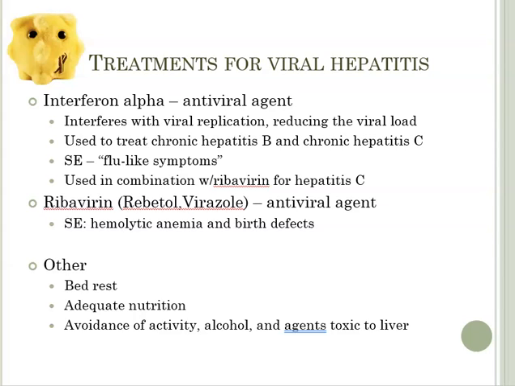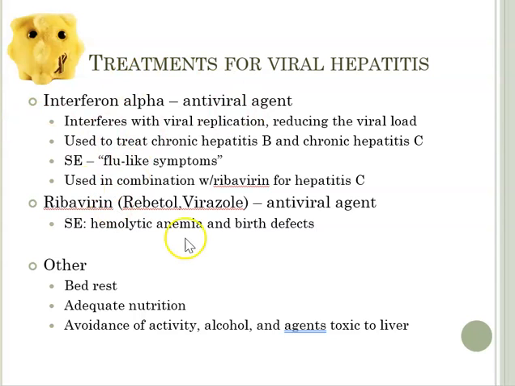Treatments for viral hepatitis, there's an interferon alpha agent available. That's an antiviral agent, and that's going to interfere with any type of viral replication, reducing the viral load. So that is going to be used to treat patients with chronic hepatitis B and chronic hep C. The side effects with this are really crummy. They say that all patients that get treated with this medication are going to feel crummy. So they're going to have fever, fatigue, chills, headaches, and muscle aches.